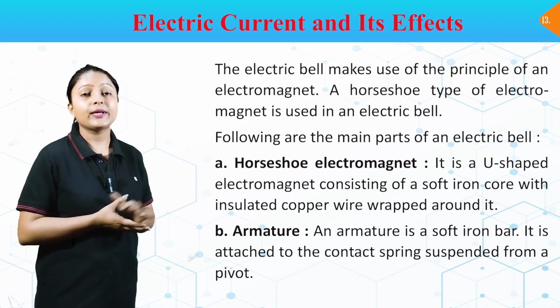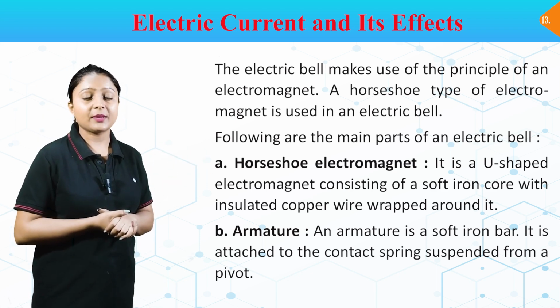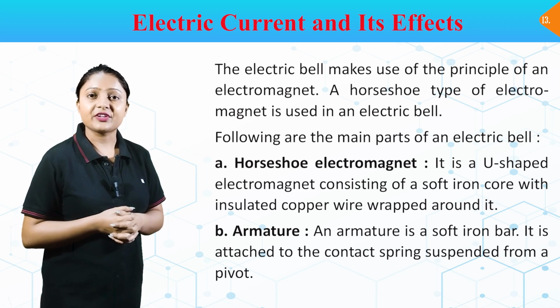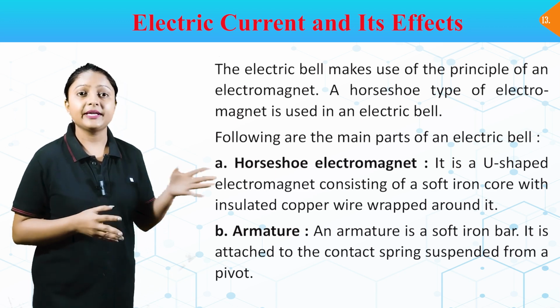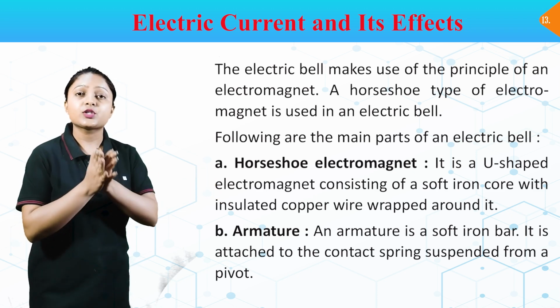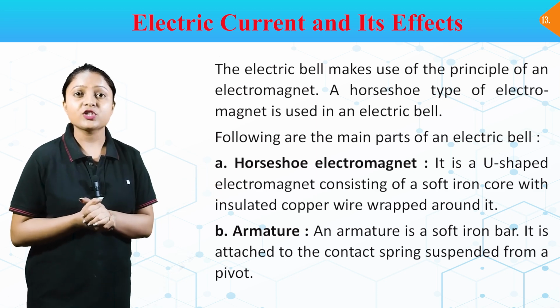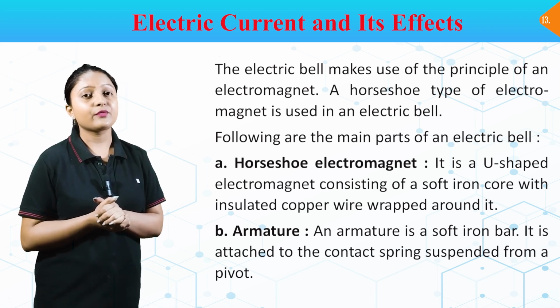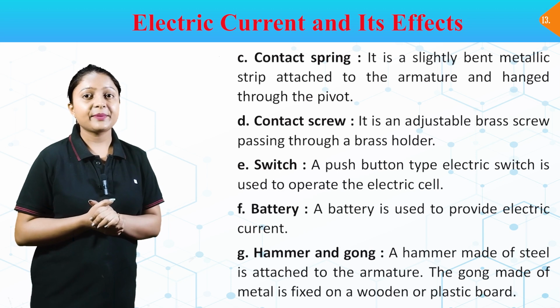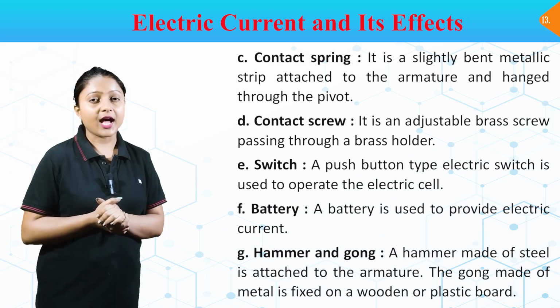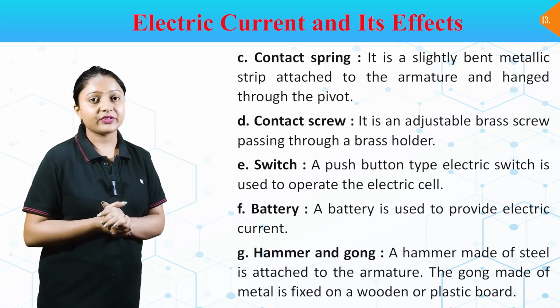A. Horseshoe electromagnet. It is a U-shaped electromagnet consisting of a soft iron core with insulated copper wire wrapped around it. B. Armature. An armature is a soft iron bar. It is attached to the contact spring suspended from a pivot. C. Contact spring. It is a slightly bent metallic strip attached to the armature and hangs through the pivot.